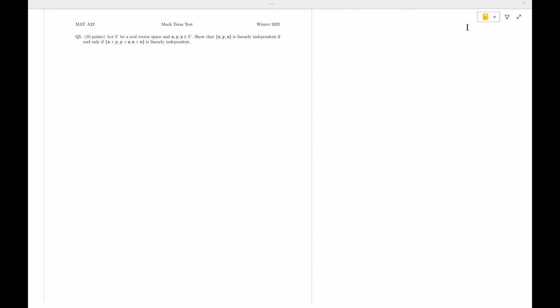We're now given a real vector space with vectors x, y, and z. Being told it's a real vector space, this tells me the field is the real numbers, R. Now I want to show that these three vectors are linearly independent if and only if. What I'm going to do is, in the forward direction, assume that if ax plus by plus cz equals 0, then a equals b equals c equals 0.